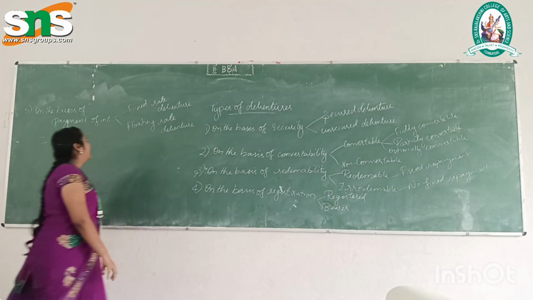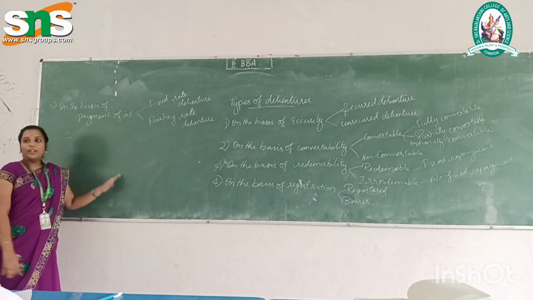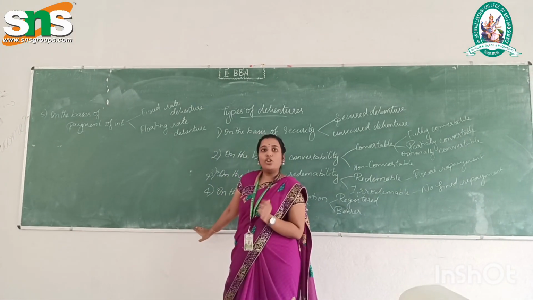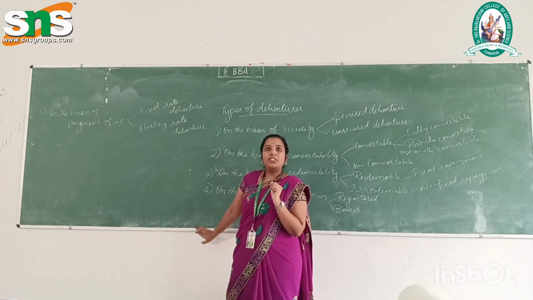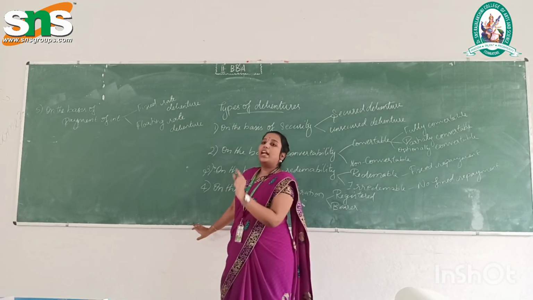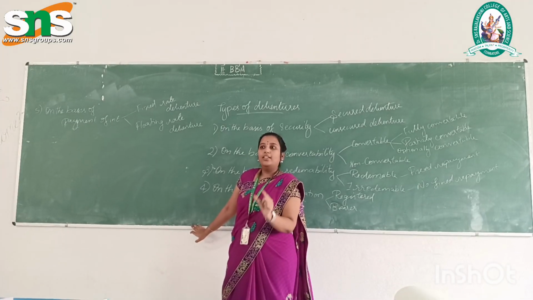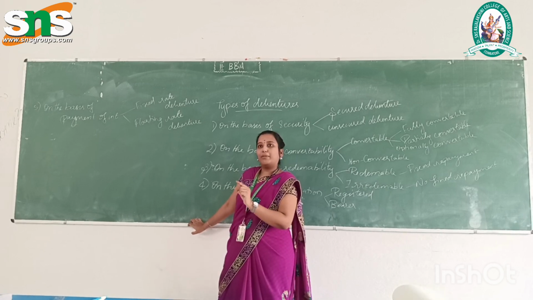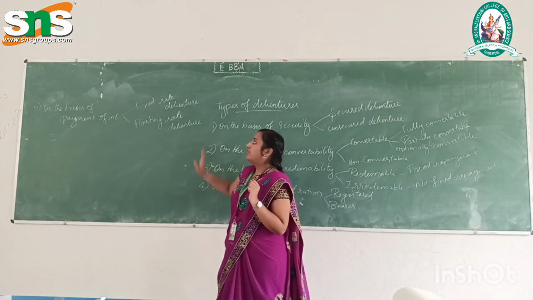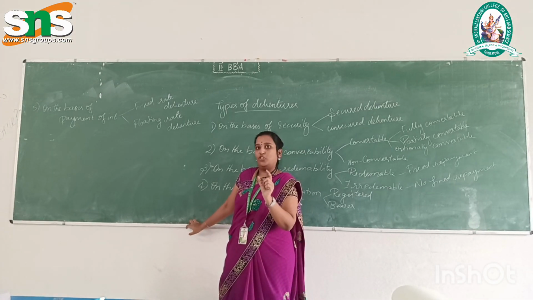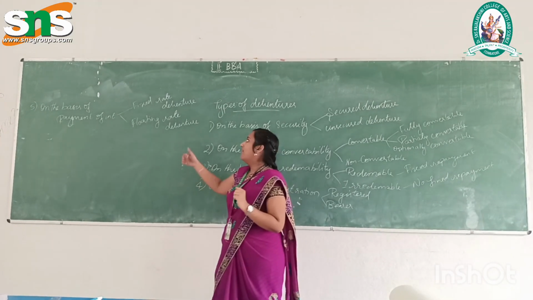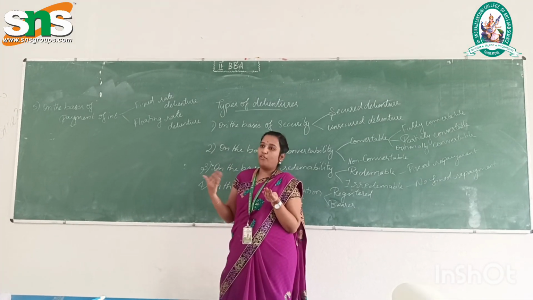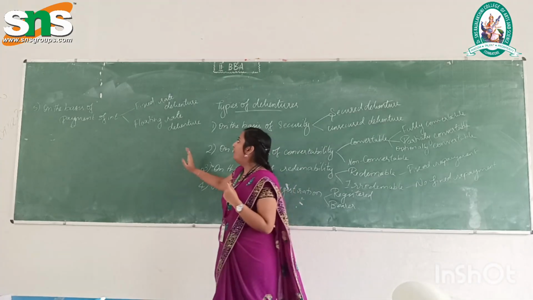Clear? And the next one is on the basis of payment of interest. On the basis of paying interest, debentures are classified into fixed rate debentures and floating rate debentures. Fixed rate debenture means monthly I will be paying rupees 10,000 to you. I am fixing it. So for every month for the next 2 years, I will pay rupees 10,000 and clear my debenture. That is fixed rate interest. Whereas for a floating rate debenture, the rate will keep fluctuating as per my profit or my preference. This is called floating rate debenture.